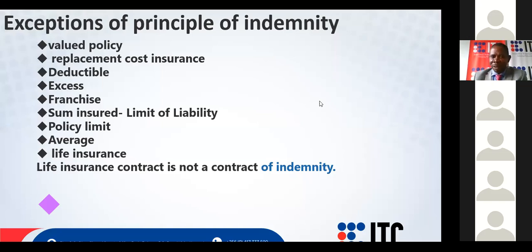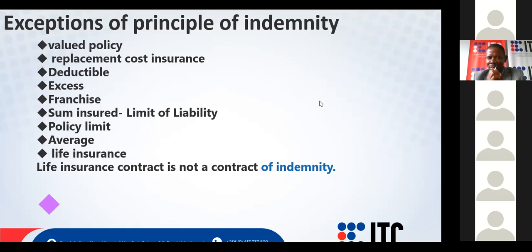Okay, let me try to explain once again. Franchise is about an amount higher than the franchise, the claim is paid 100%. An amount which is less than that, the client will pay. In excess, we are looking at percentages and contribution. In excess, we are looking at percentages and absolute amount.